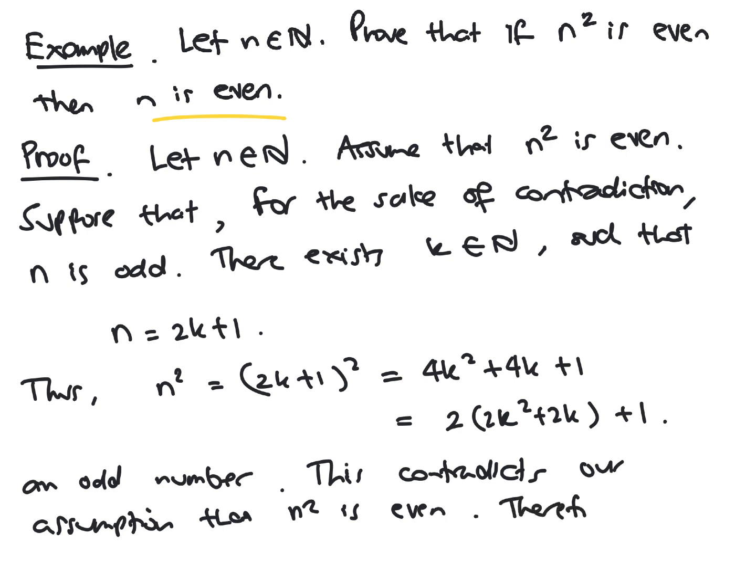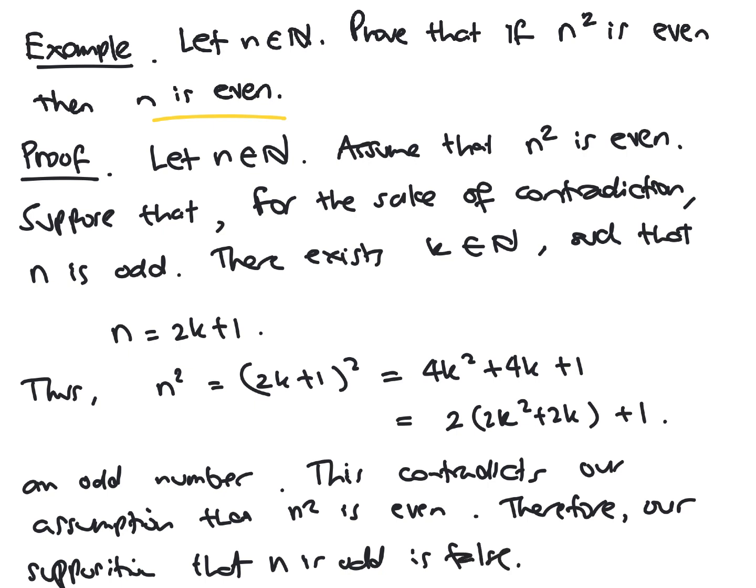Therefore, our supposition is false. What is our supposition? We suppose that n is odd, is false, so n is even. Okay.